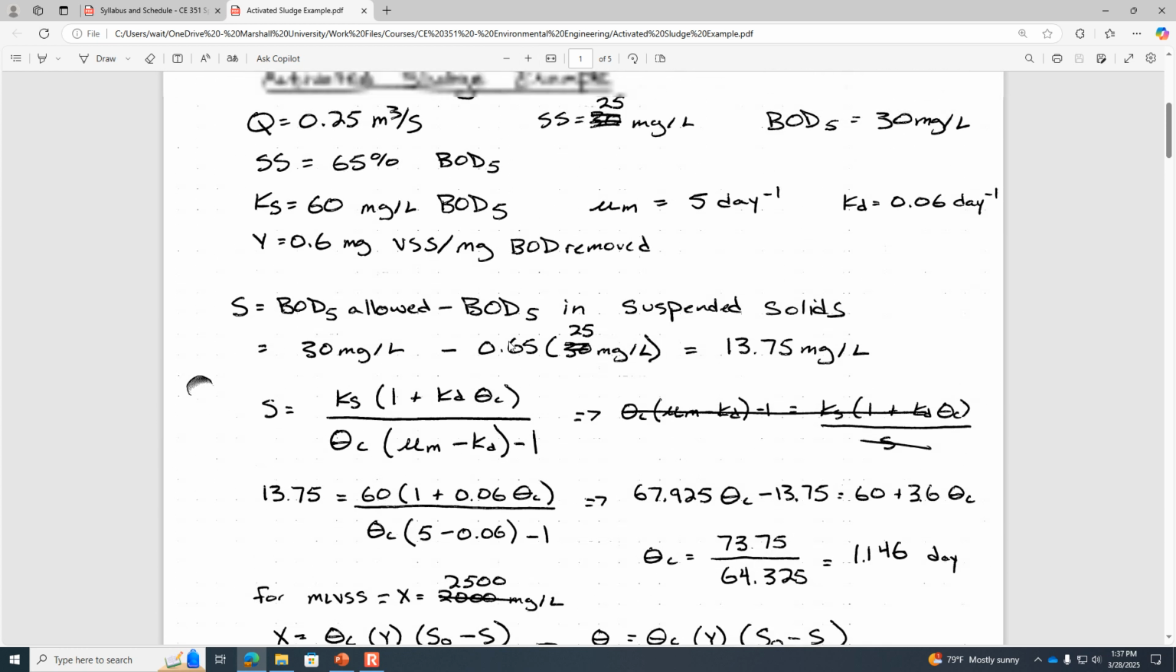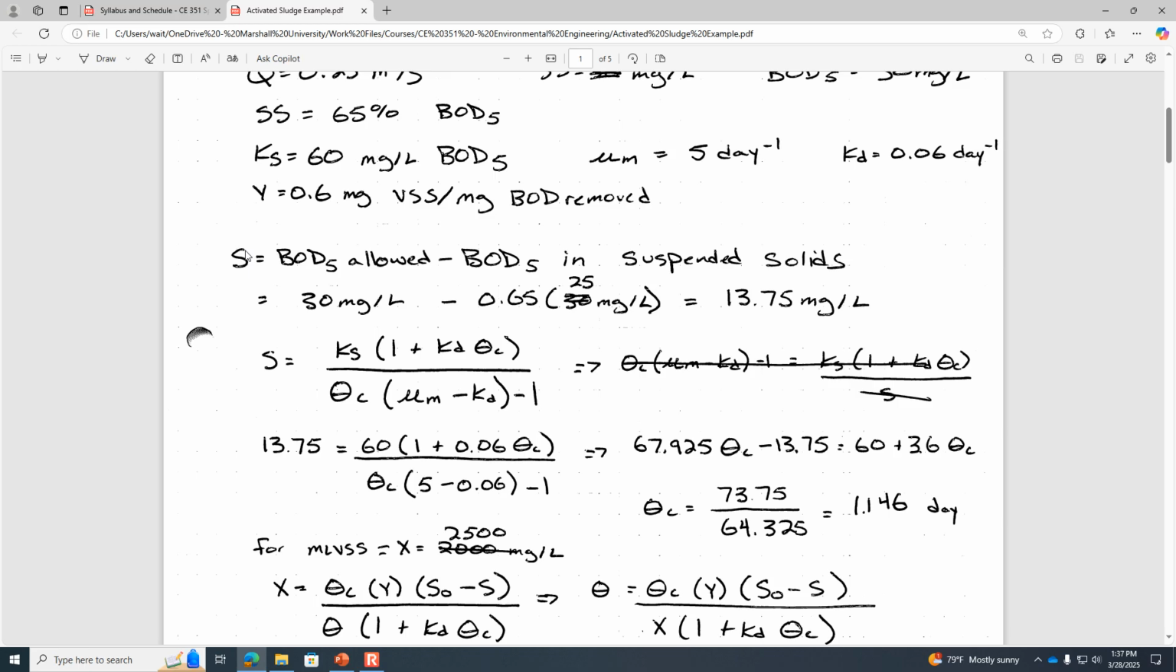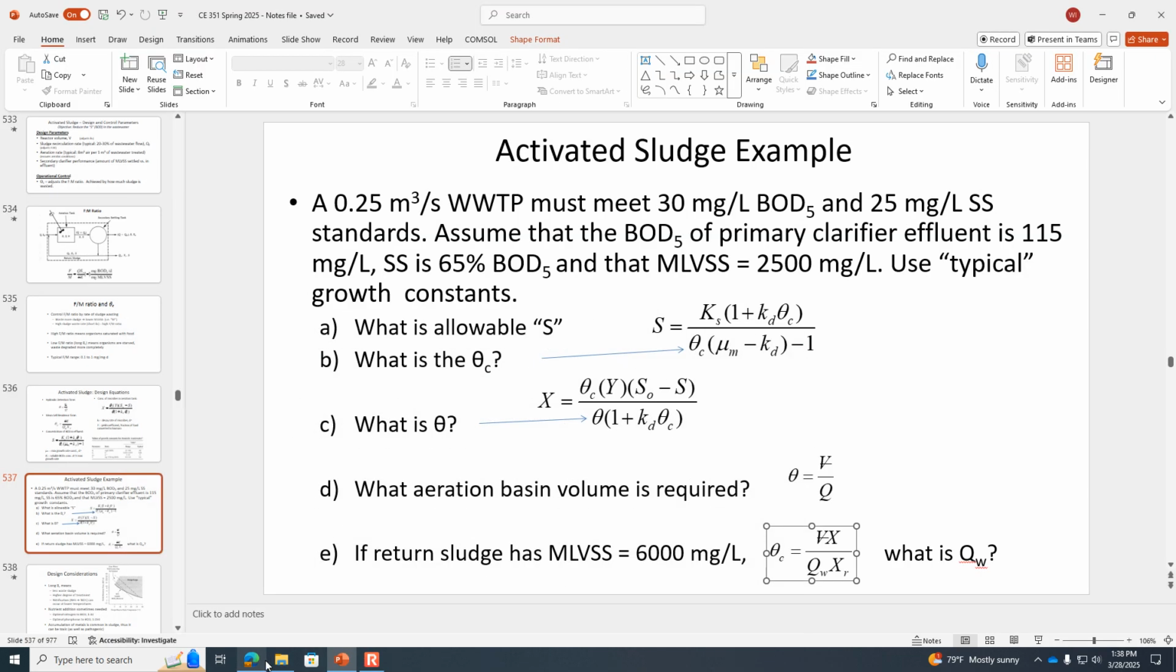But what you do as a starting point is you just find out how much dissolved BOD you can have. We know that the total amount of BOD that's allowed to go out to the river is 30, but some of that's going to be in the suspended solids. So the soluble BOD should only be 13.75, and then everything kind of just snowballs from there, where you're calculating how long the cells should spend in circulation before they're discharged, finding out the hydraulic detention time, the reactor volume size, and then the sludge wasting rate.